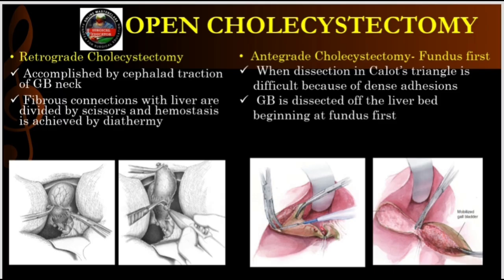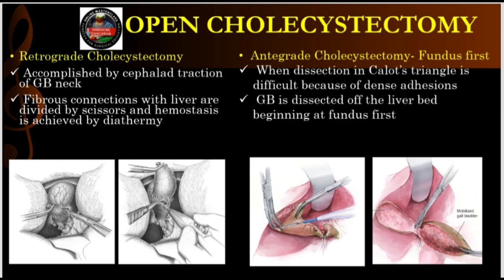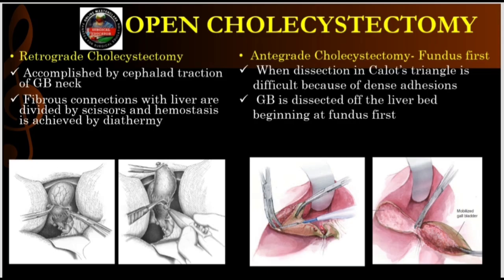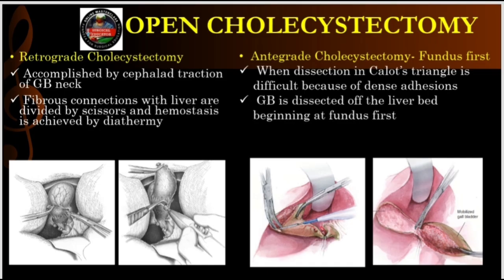The first is retrograde cholecystectomy. It involves cephalotraction of the gallbladder neck. Fibrous connections with the liver are divided by scissors, and hemostasis is achieved by diathermy. That's the standard. Right, but then the alternative is antegrade cholecystectomy, or the fundus first approach. The slide notes this is used when dissection in Calot's triangle is difficult due to dense adhesions. The gallbladder is dissected off the liver bed, beginning at the fundus.